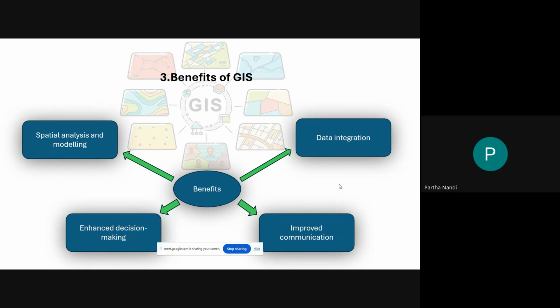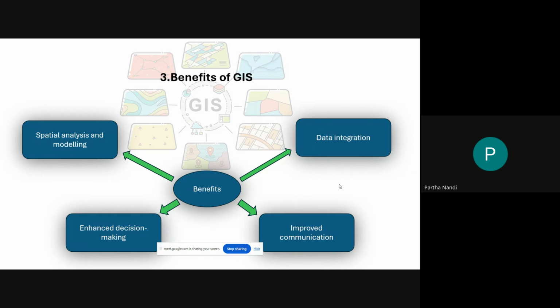And next is enhanced decision making, by presenting complex data in an easy to understand visual format like maps. It can be a CAD format, a layout format, or an MXD format. GIS helps policymakers and managers make more informed decisions about resource allocation and land use planning, and it really reduces our time and effort.